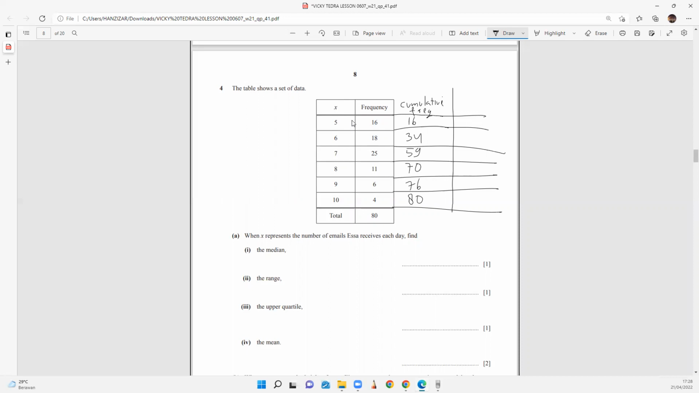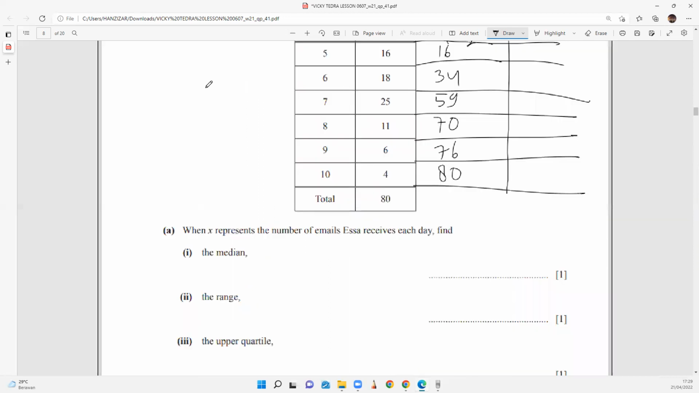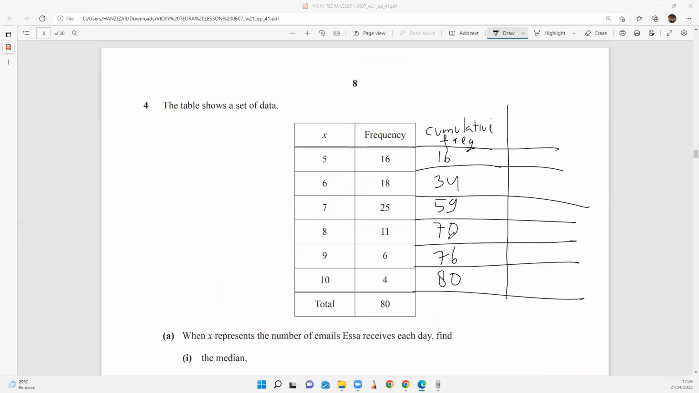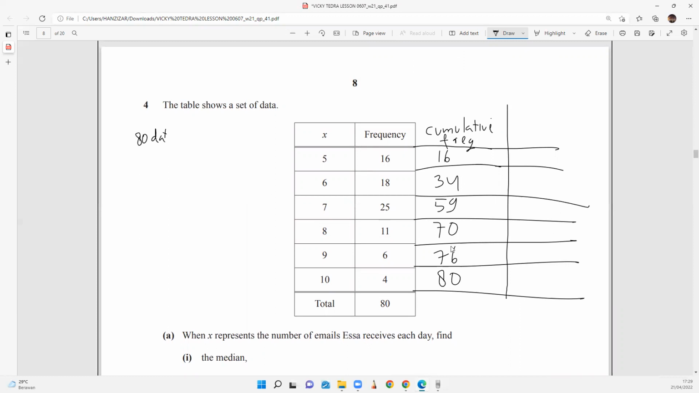The cumulative frequency. Okay, so we know that the data is 80 and the median is, you need to calculate the position, or you need to find the position or the order of the median. So if we have 80 data, the median formula is in between, right? In between. So if I want to divide the data into two parts, it has to be 40 on the left and 40 on the right, right?